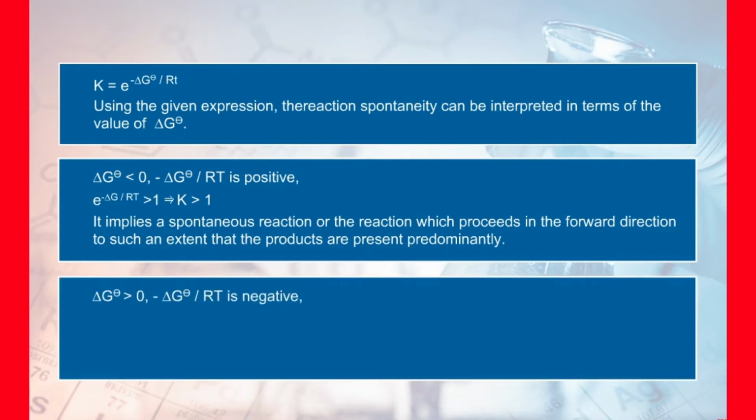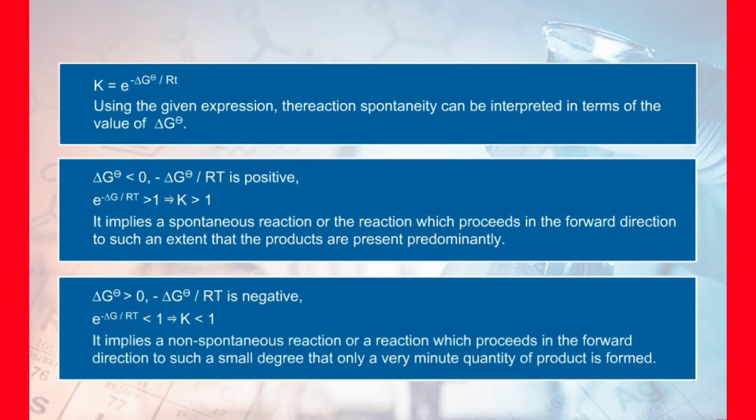If the standard Gibbs energy change is greater than 0, then the exponential term becomes less than 1, making the equilibrium constant less than 1. This implies the occurrence of a non-spontaneous reaction which proceeds in the forward direction to such a small degree that only a very minute quantity of product is formed.